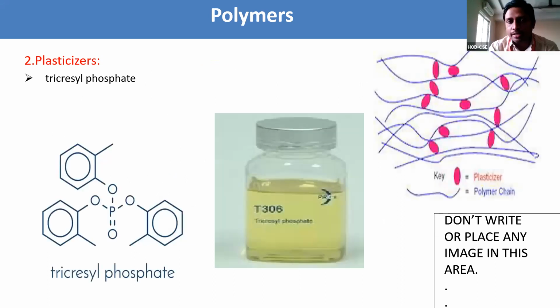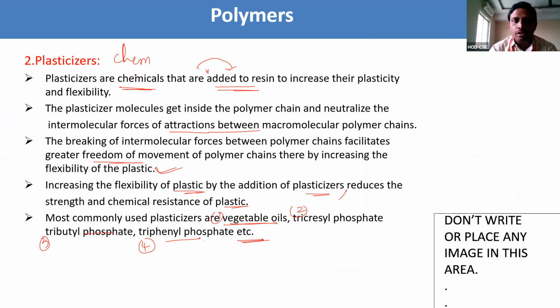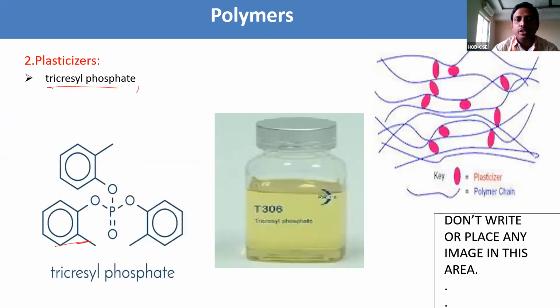See the structure of triglycerol phosphate. The triglycerol phosphate structure is this one. It acts as a plasticizer. Vegetable oil, triglycerol phosphate, triphenyl phosphate, tributyl phosphate: all these are plasticizers. See, in the polymer chain, this is a polymer chain, and this is a plasticizer.